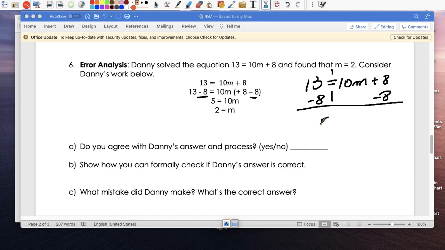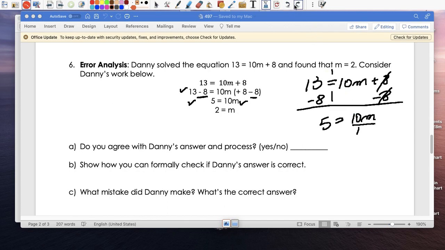13 minus 8 is 5. So up to here, check, check on the left side. This goes away. 10m brought down. And that's a check. And then, if we do it, what's the next step? Well, the next step should be divide by 10, right? You can't divide by 5.